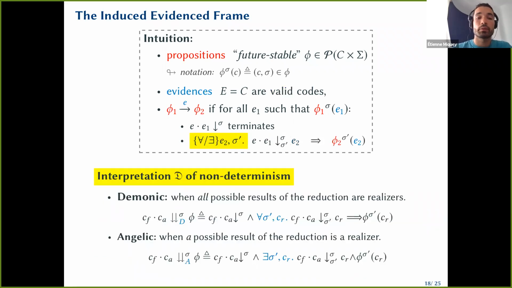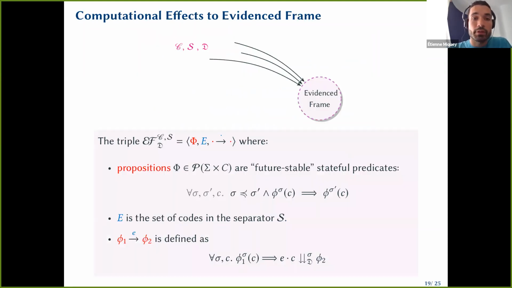And the other one is that we have to choose the way we interpret non-determinism. In the case we have non-determinism, we have to say whether we want the reduction property to be satisfied in all possible cases, which is the demonic interpretation of non-determinism, or only in one possible case, which is the angelic interpretation, that is in the interpretation of the implication here of the realizability relation. We have to decide whether it might be the case that it reduces always or at least once to a successful realizer. Okay, and having a computational system, a separator, and an interpretation of non-determinism, we define an evidence frame really as I was saying.